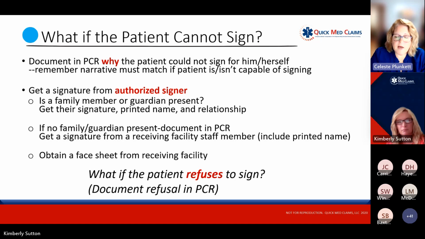That's very helpful, has a lot of demographic information. If the patient is physically and mentally capable, but they refuse to sign, document that in your narrative. That patient will get a bill, and then they'll send in a signature form because they don't want to pay that bill. So if they refuse or tell you they don't want to sign, that is our opportunity to send them that invoice, and then they'll send in a signature form.